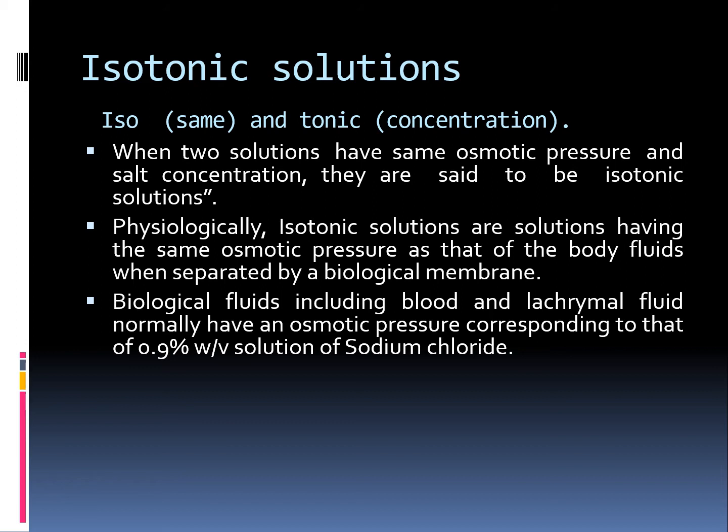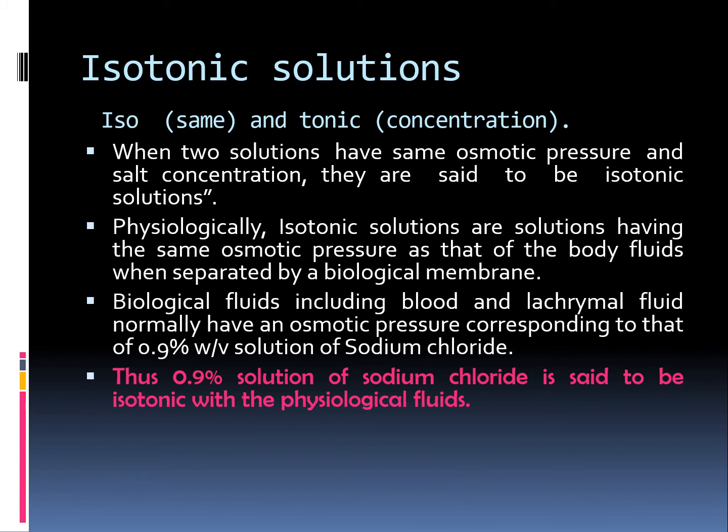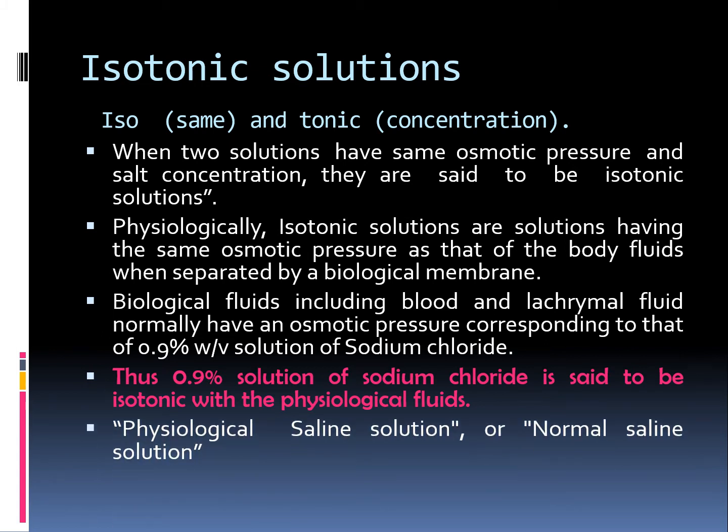Biological fluids like blood and lacrimal fluid have an osmotic pressure which is the same as that of a 0.9% weight by volume solution of sodium chloride. Thus, a 0.9% solution of sodium chloride is said to be isotonic with our biological fluids. It is also known as physiological saline solution or normal saline solution.